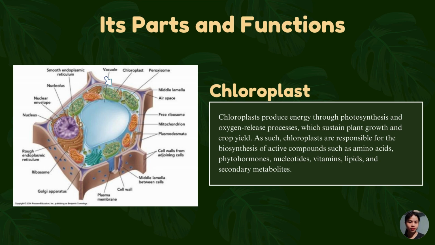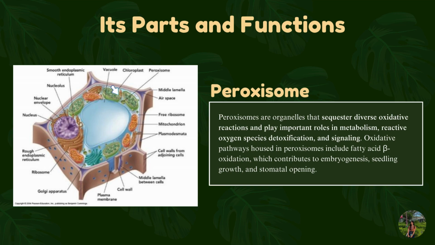secondary metabolites. We use nips to represent peroxisome. Peroxisomes are organelles that sequester diverse oxidative reaction and play important roles in metabolism, reactive oxygen species, detoxification, and signaling. Oxidative pathways housed in peroxisomes include fatty acid beta oxidation, which contributes to embryogenesis, seedling growth, and stomatal opening.